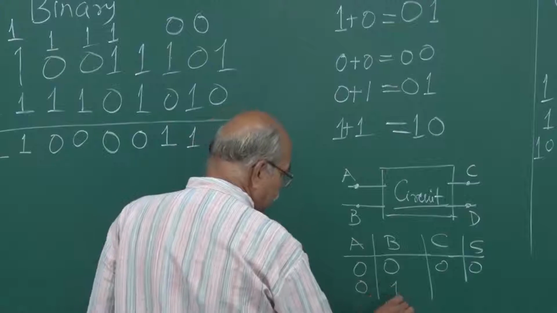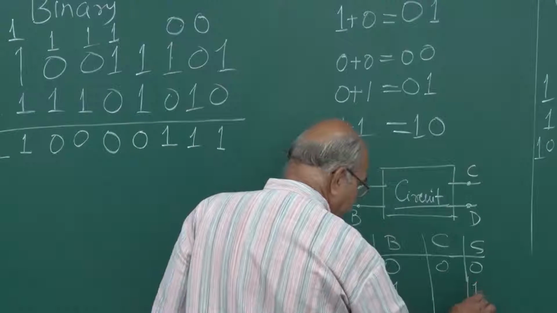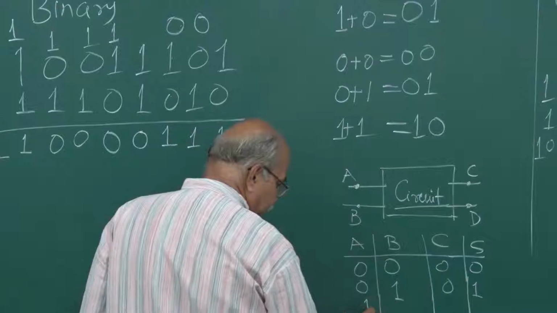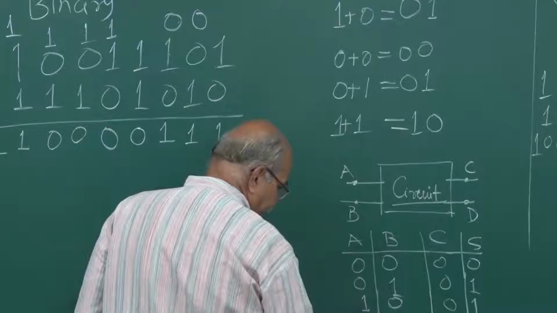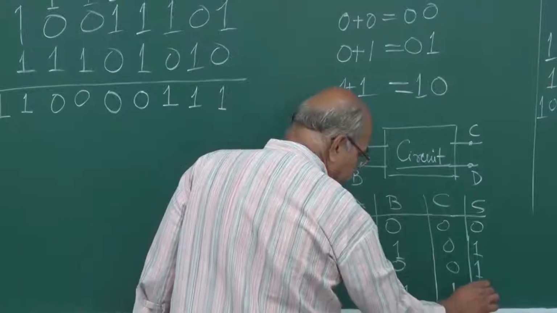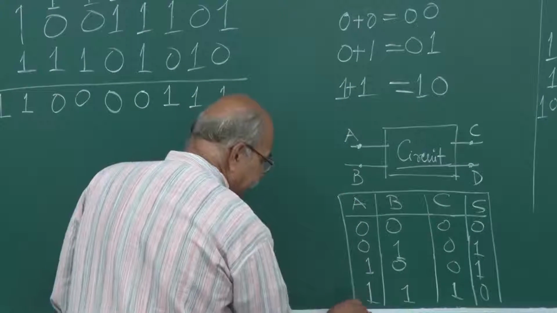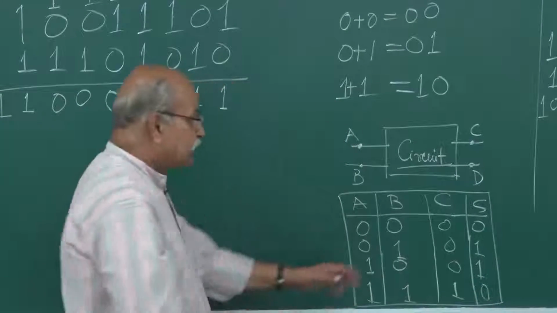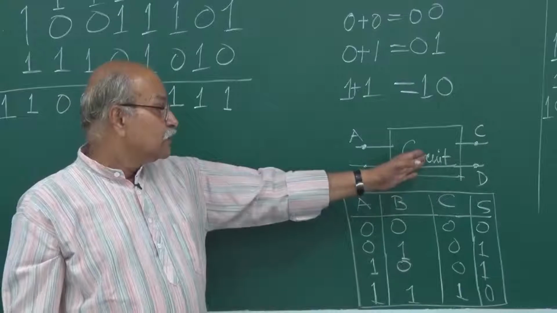If it is 0 1, then I should get sum as 1 and carry as 0. If this is 1 and this is 0, once again I should get the same thing, and if this is 1 and this is 1, then carry should be 1 and sum should be 0. So this is the input output, that is our requirement. This circuit should do this.